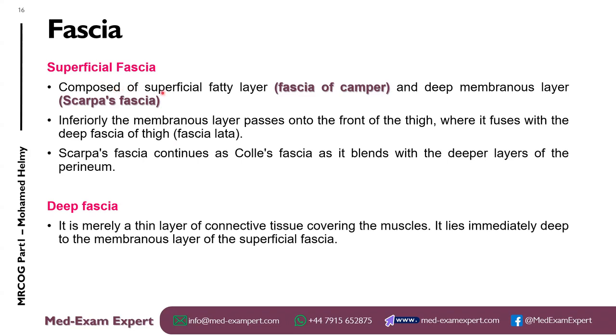The superficial fascia has two layers, a superficial fatty layer and a deep membranous layer. The superficial fatty layer we call the fascia of Camper, and the deep membranous layer is called Scarpa's fascia. So the superficial fascia itself has two layers: superficial, which is the fatty layer, and deep, which is a membranous layer. The fatty one we call Camper, and the membranous one we call Scarpa's fascia.